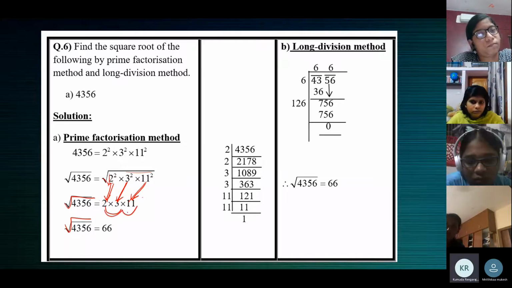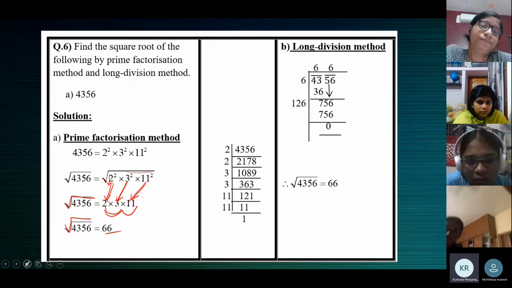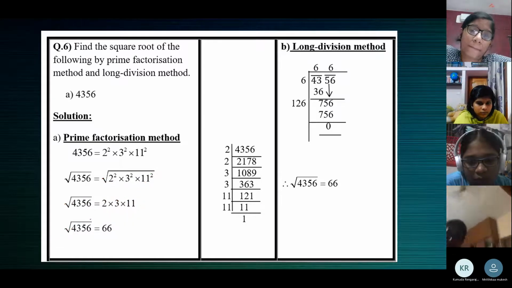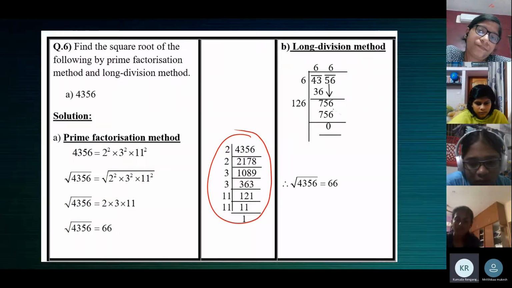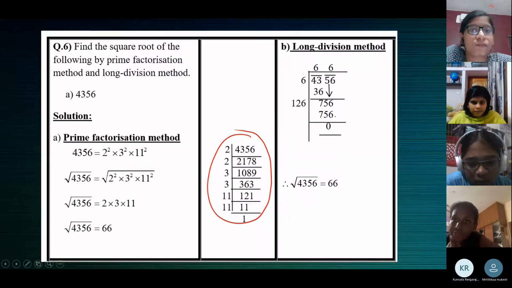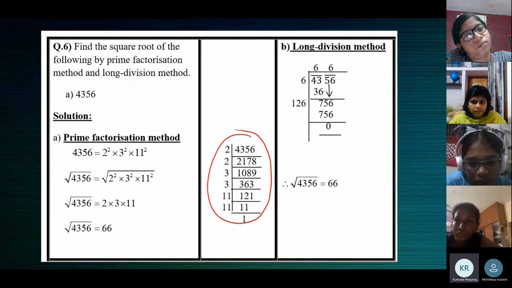Now the product of these 3 numbers is 66. So this is the working for the prime factorization method. This is the long division method. So how does this work? Write the number like this.